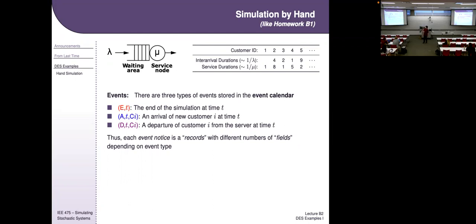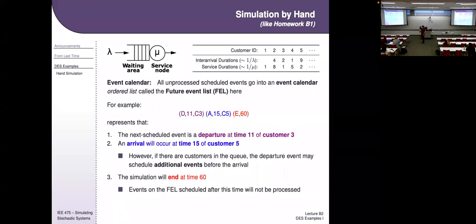So I don't need to know anything else for the end event. That's why it's only a two tuple. For the arrival event, I need to know who arrived, so it's going to be a customer ID. And for the departure event, I need to know who departed, so a customer ID. And all of those get put into the future event list, or the FEL.